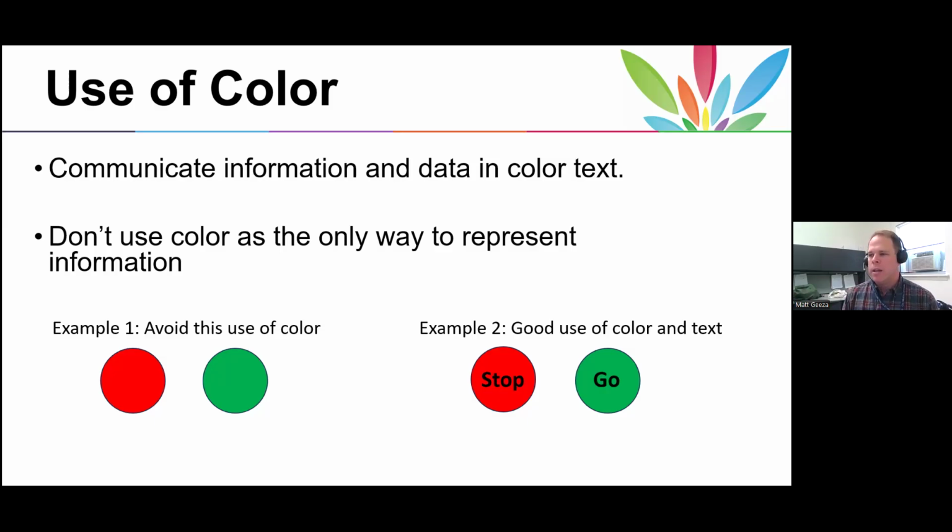So the bottom line here is, it's okay to use color, but consider the contrast and also consider how you're using the color. If you're using color to symbolize and convey meaning or information, also include some text. That way, whether it's a screen reader user or somebody who has color blindness, they are going to be able to interpret the information without difficulty.